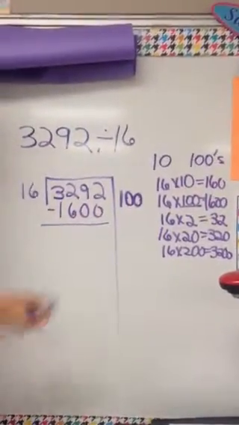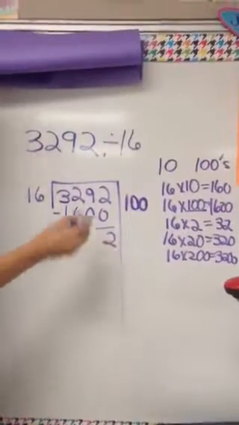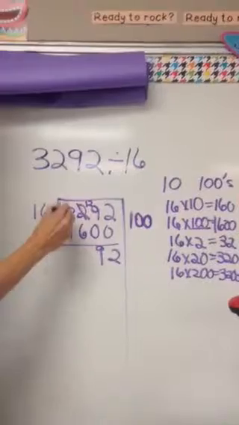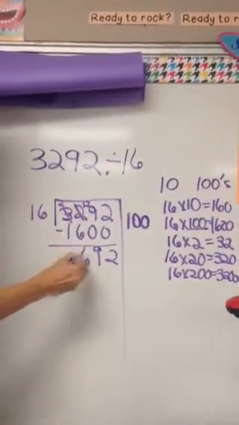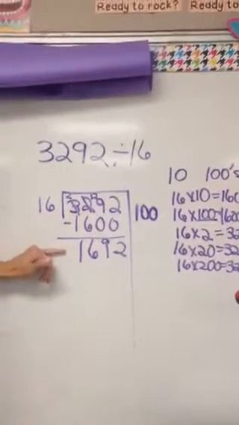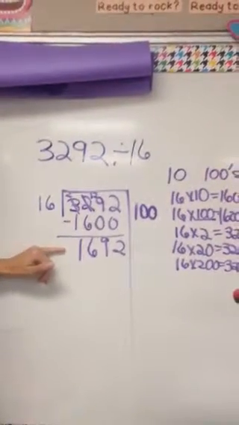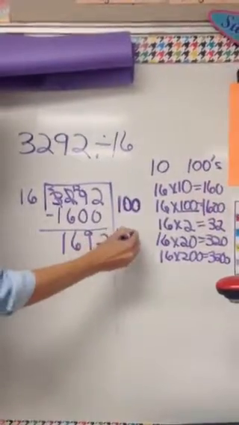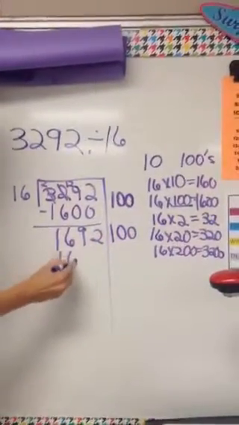I'm going to subtract. 2 minus 0 is 2. 9 minus 0 is 9. I have to borrow here and regroup. 12 minus 6 is 6. 2 minus 1 is 1. Well, I still have 1692. So I'm going to use the same fact I just used. I'm going to multiply by 100 again and take out another 1600.